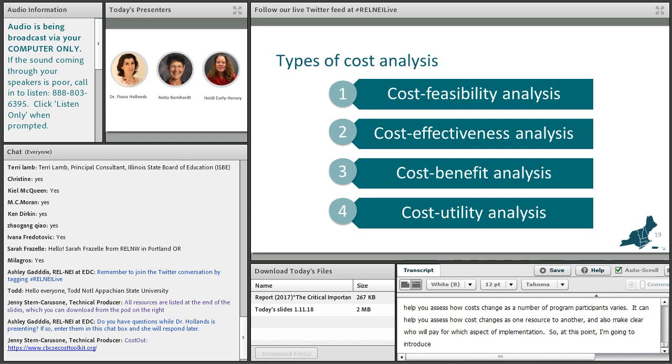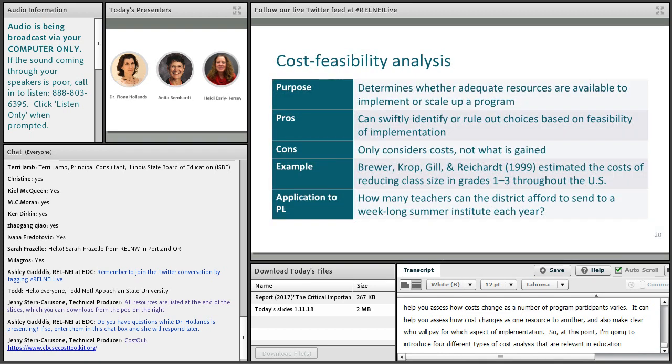So at this point, I'm going to introduce 4 different types of cost analysis that are relevant in education. Cost feasibility analysis, cost effectiveness analysis, cost benefit, and cost utility analysis. And for each of these, I am going to talk about the purpose of the type of analysis. I'm going to talk a little bit about pros and cons, give you an example from the literature, and then provide an example of how you might apply this kind of analysis to professional learning.